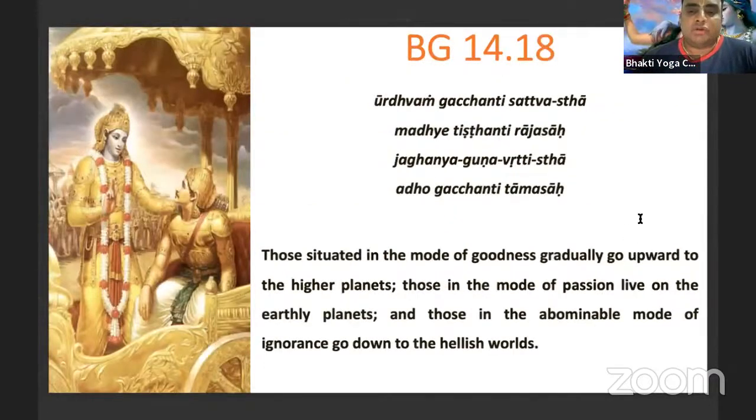So previously it was regarding the form of life. Now it is also stated in chapter 14 of the Gita regarding the destination in terms of the three divisions. Those situated in the mode of goodness gradually go upward to higher planets. Those in the mode of passion live on the earthly planets, and those in the abominable mode of ignorance go down to the hellish worlds.